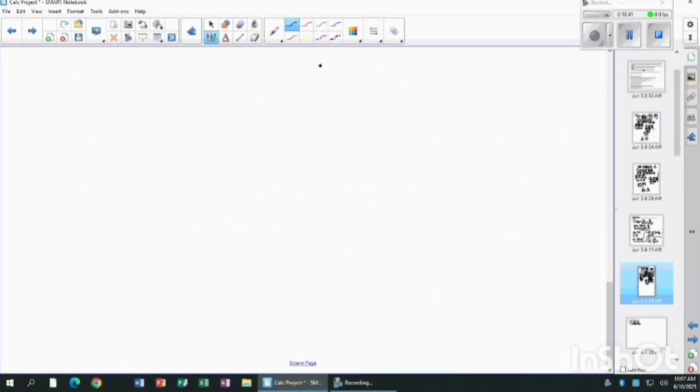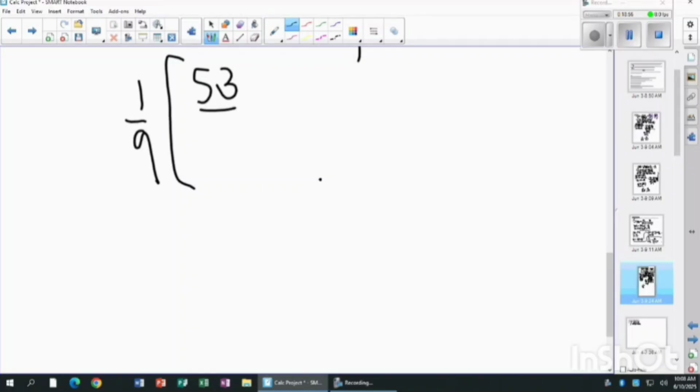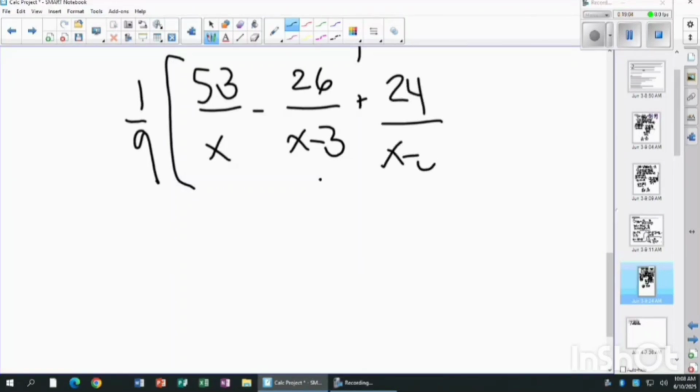So the partial fractions of 3x squared minus 24x plus 53 over x cubed minus 6x squared minus 9x would end up being 1/9, because you could factor out a 1/9, times 53 over x minus 26 over x minus 3 plus 24 over x minus 3 squared.